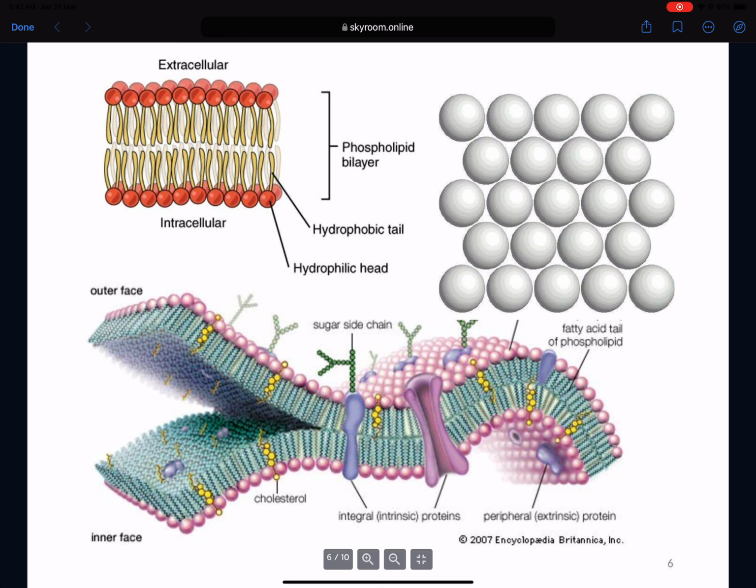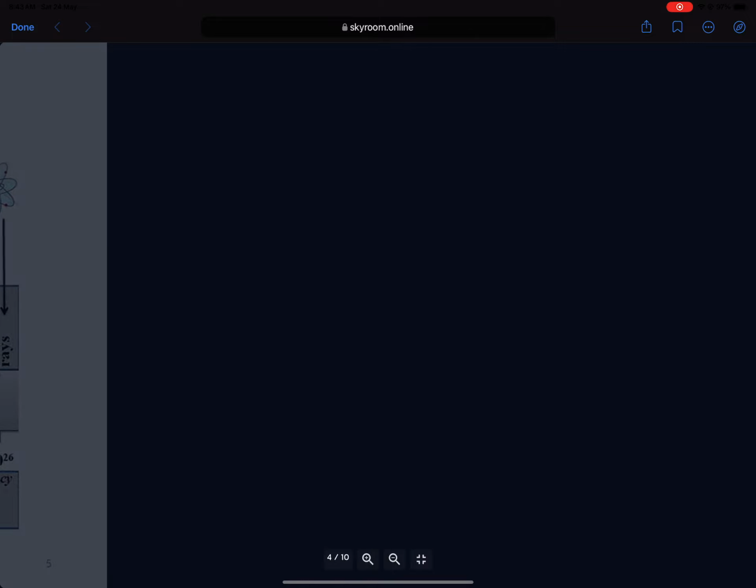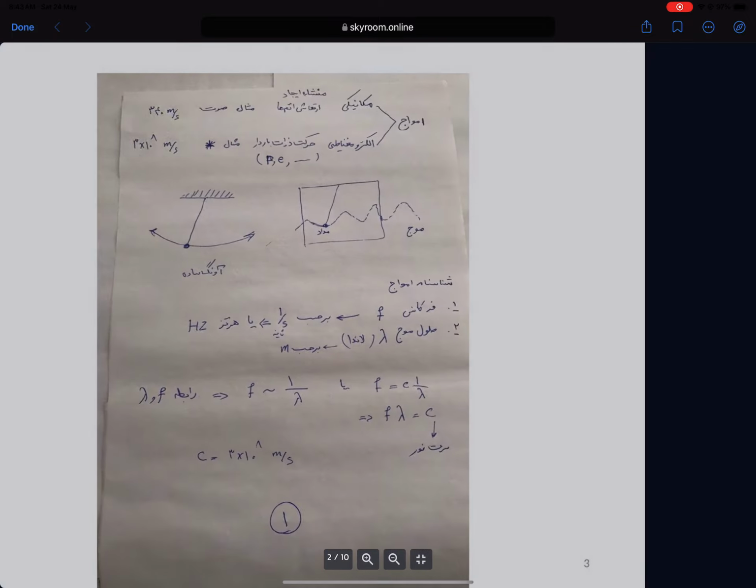Okay, is that clear for you? So thank you very much. So I can return back and explain to you, and finally I will tell you which kind of waves can pass through this space, this gap. Okay? Return back to slide number 2.